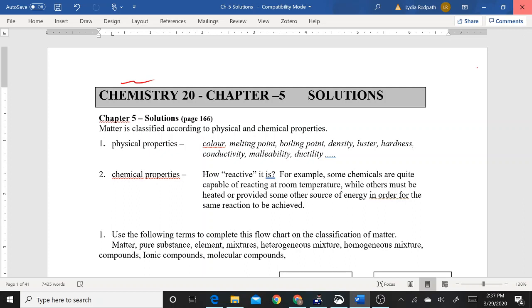Excellent. Physical properties versus chemical properties. So physical properties are all about the substance all by itself. So things like the color, the melting point, boiling point, density, luster, hardness, conductivity, malleability, and ductility. If you don't remember what any of those words mean, you may want to look them up real quick. Chemical properties, on the other hand, are all about how it reacts. So how reactive it is, what it reacts with, all of those different pieces. So physical, just about it all by itself. Chemical, about how it reacts.